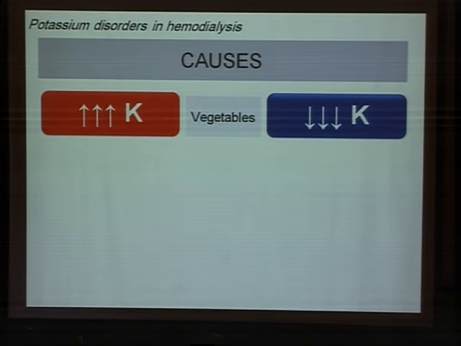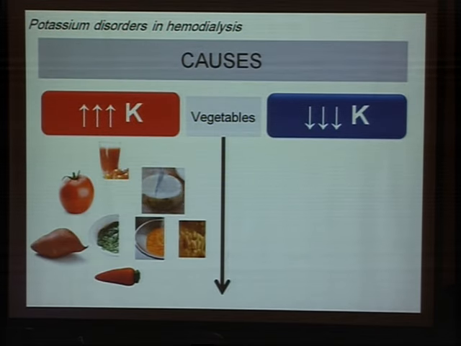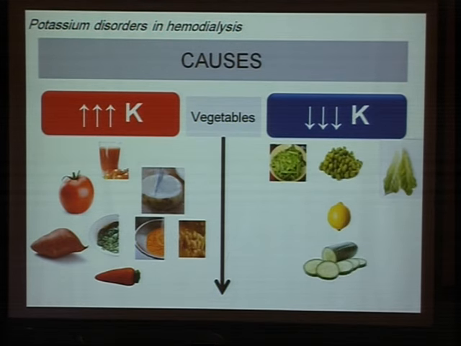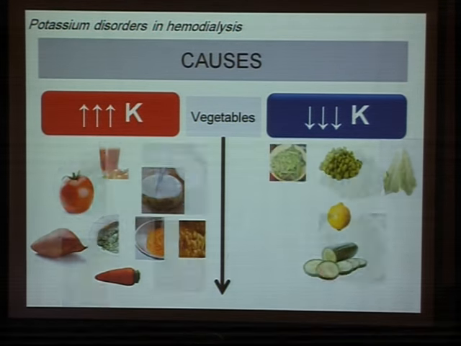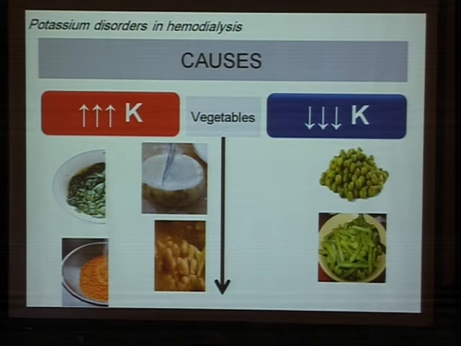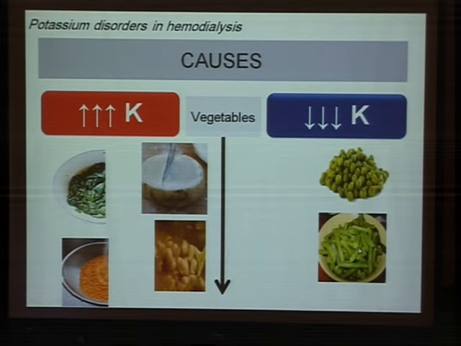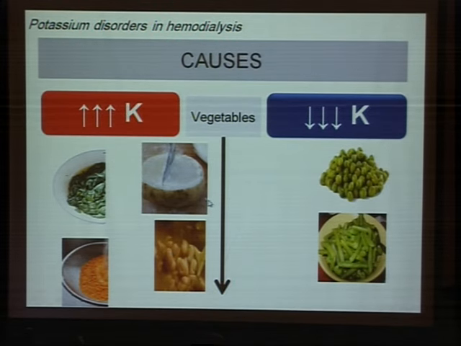Again, as I have just mentioned, plants are very rich in potassium, so vegetables are rich in potassium. These are vegetables with high potassium, and those are vegetables with low potassium. I might tell my patients with hyperkalemia, please take fresh beans instead of dry beans, peas instead of potatoes, spinach, and lentils.